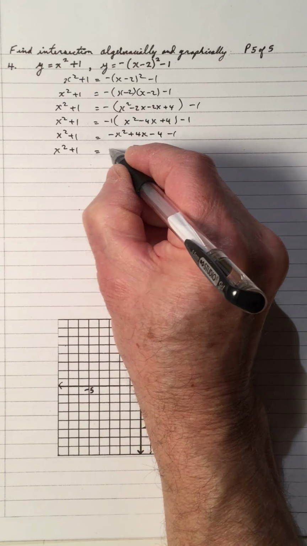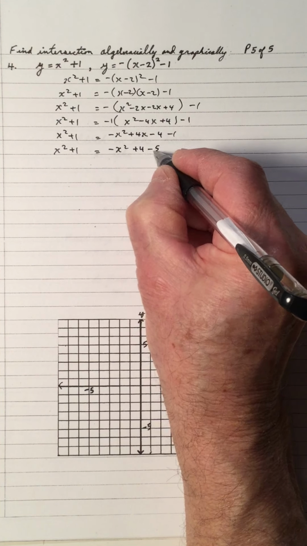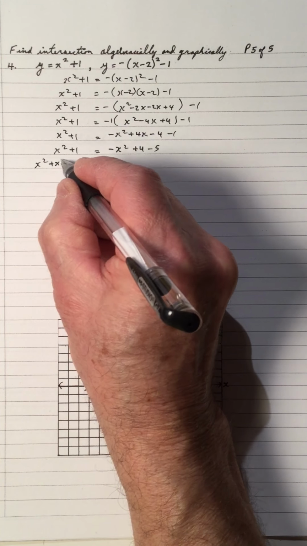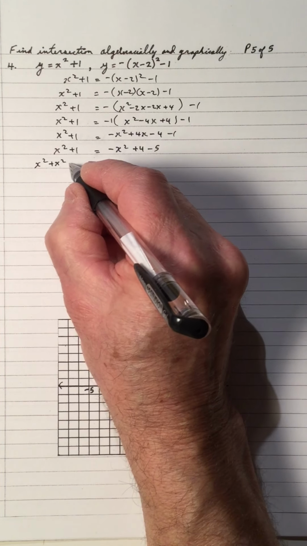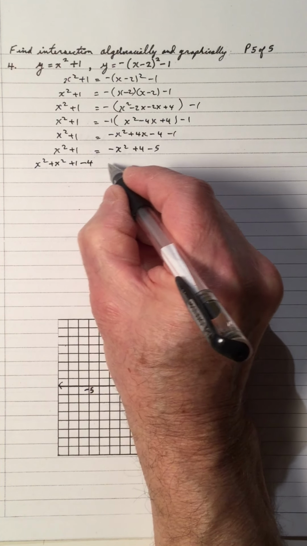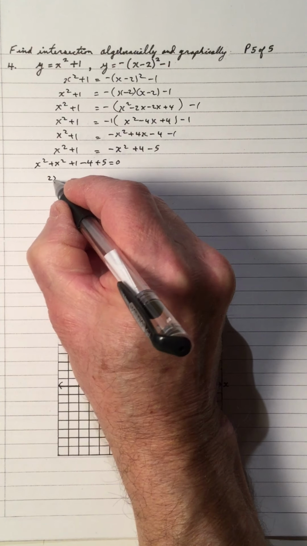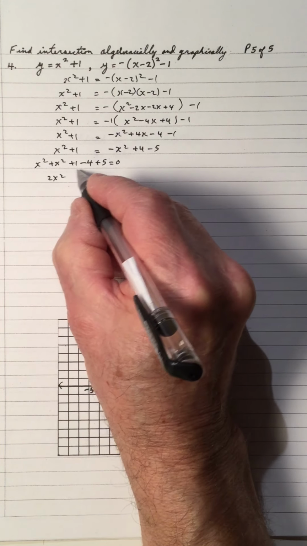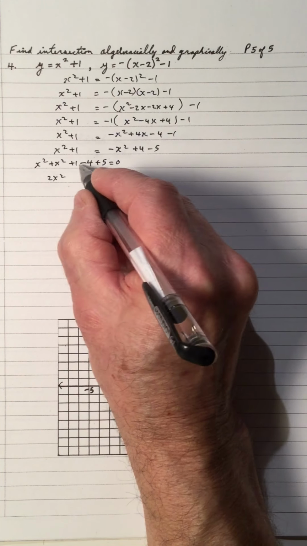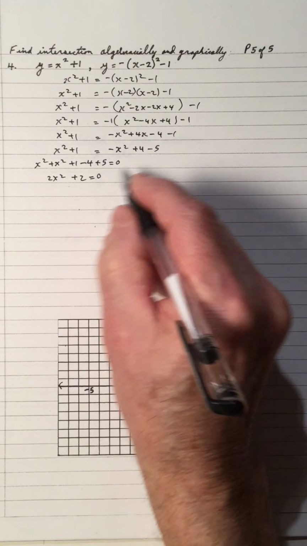And I'll simplify again this side before I transpose. So I have an x squared plus x squared, and I have a plus 1 minus 4 plus 5 equals 0. So I have a 2x squared, and this becomes 4, that becomes 2, so plus 2 equals 0.